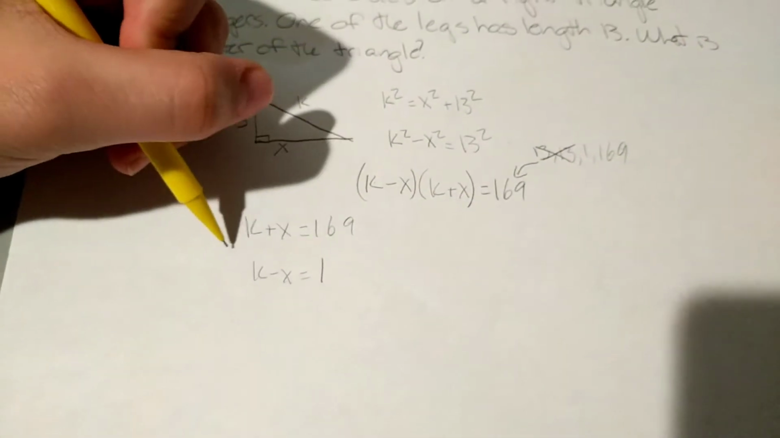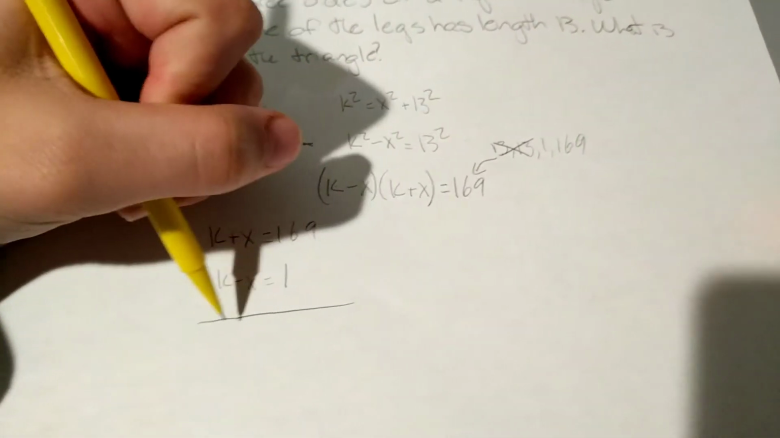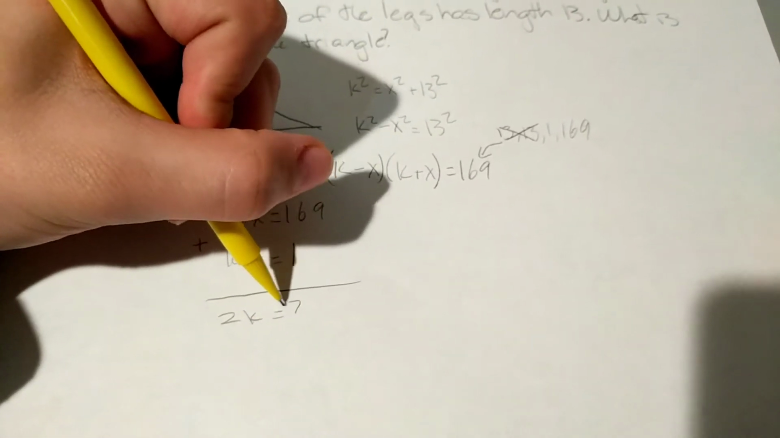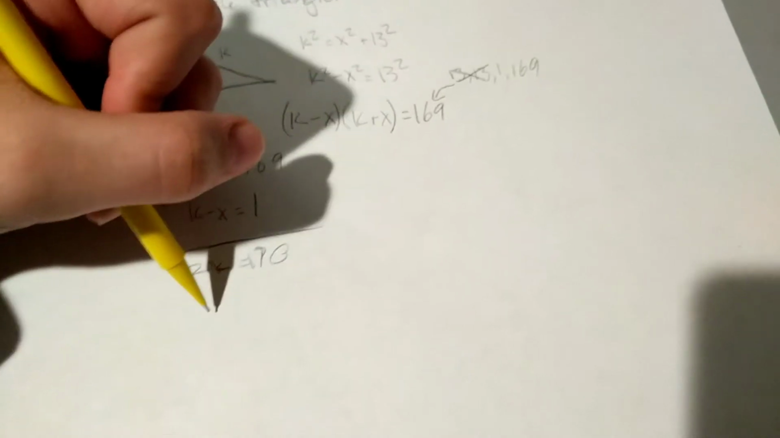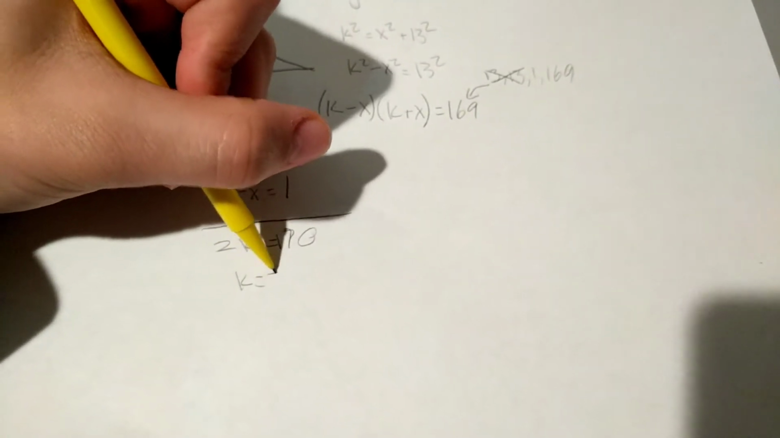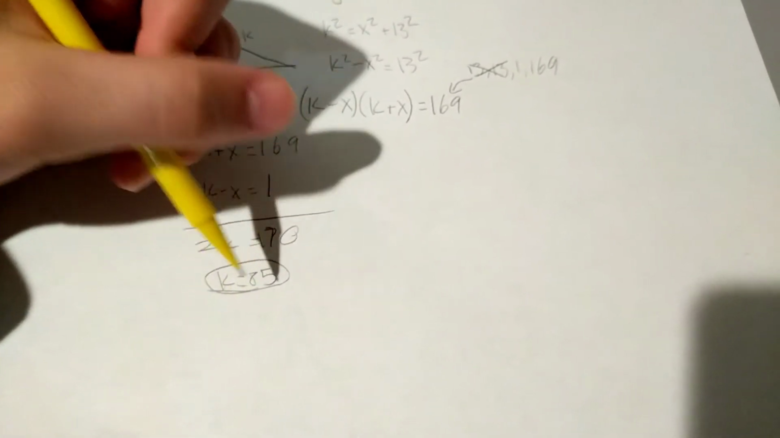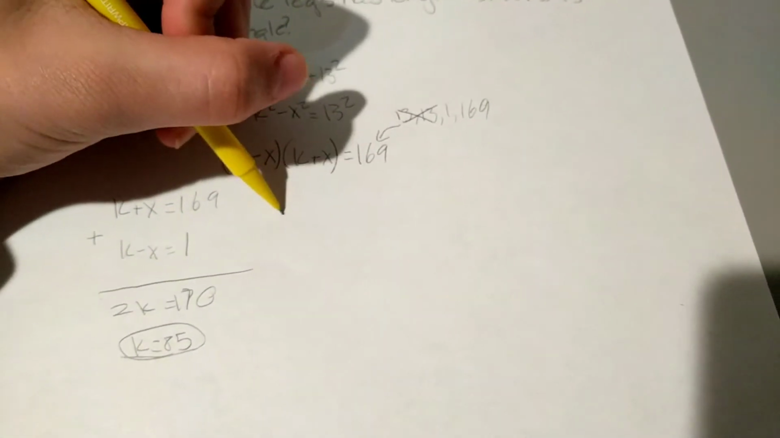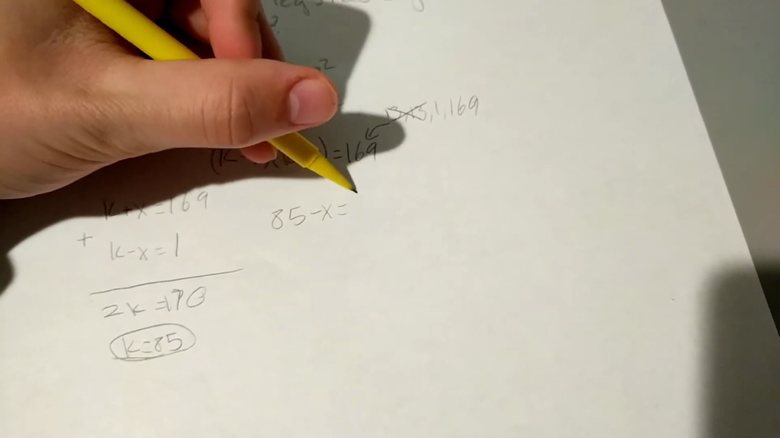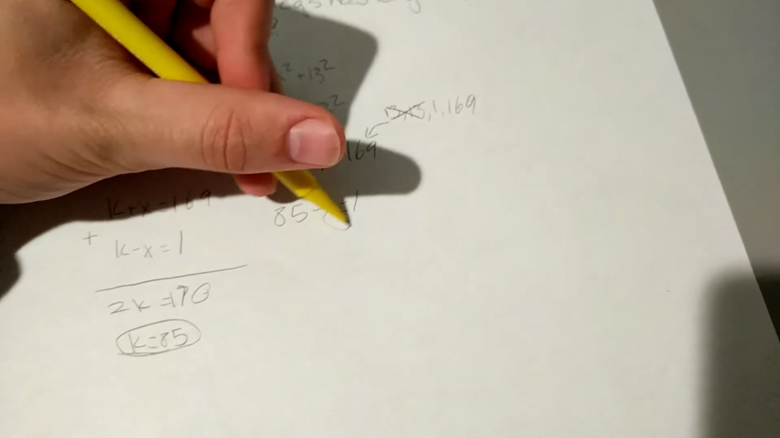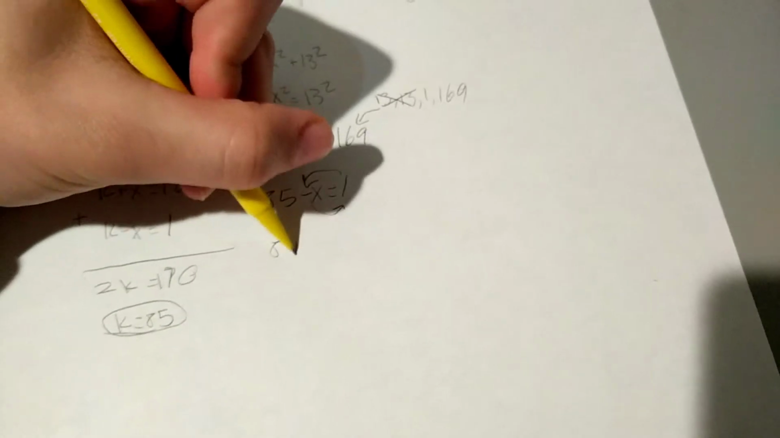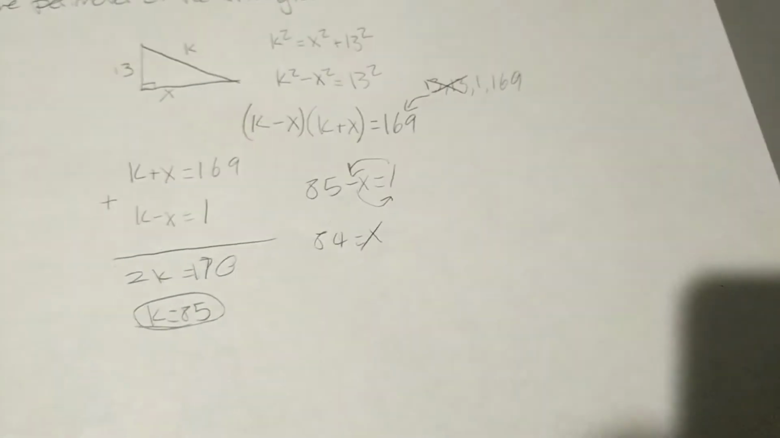Now from here, you can just do a little bit of elimination. Then you find out that 2k is equal to 170, which means that k is equal to 85. Bada bing, bada boom. Okay, 85 minus x is equal to 1. I can move this x over here, or just move that over there and then multiply by minus 1. All the same stuff. 84 is equal to x.